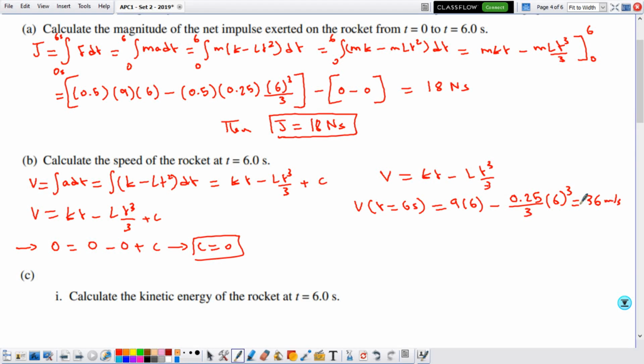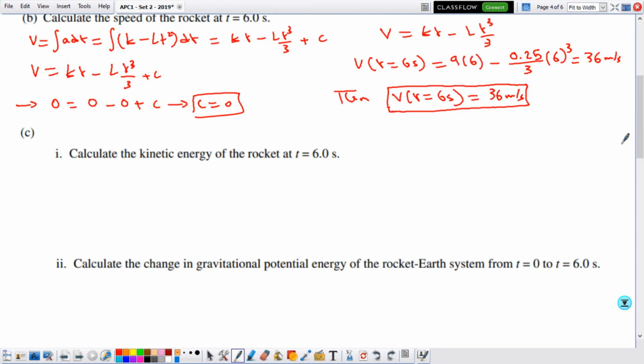Because the velocity is positive, which means that the speed also, then the speed at t is 6 seconds, is given by 36 meters per second. Then this is it for part B.